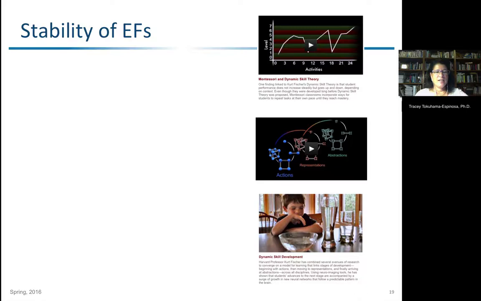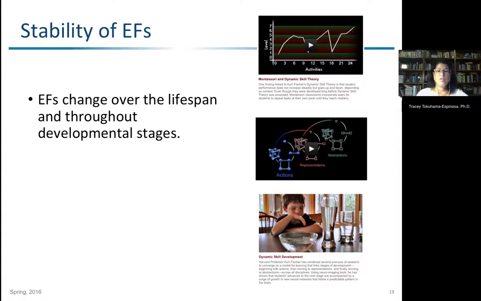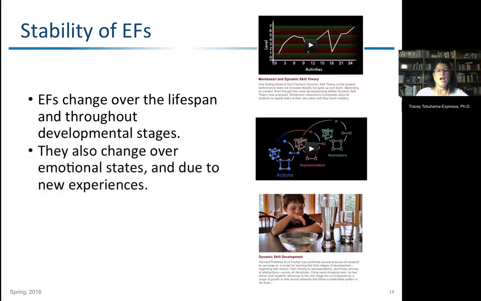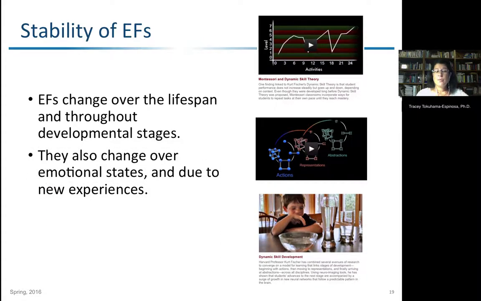So what is the stability of executive functions over the lifetime? Well, we know that they change. They change over the lifespan throughout developmental stages. They also change based on your particular emotional state. So in one single day, you can actually have good moments of executive functions working correctly and other moments where they're actually frozen. And this interplays a bit with this idea of dynamic skill theory, in which there's this regression and advancement of your ability to deal with situations that require good or strong executive function execution.